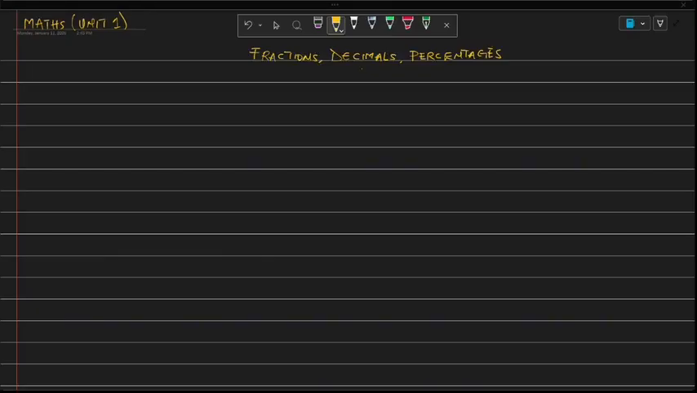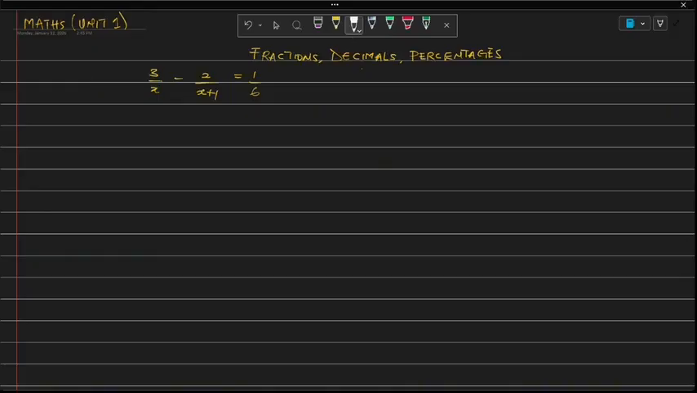Alright, so the first question we have is this fraction. If 3 over x minus 2 over x plus 1 is equal to 1 over 6, find x.